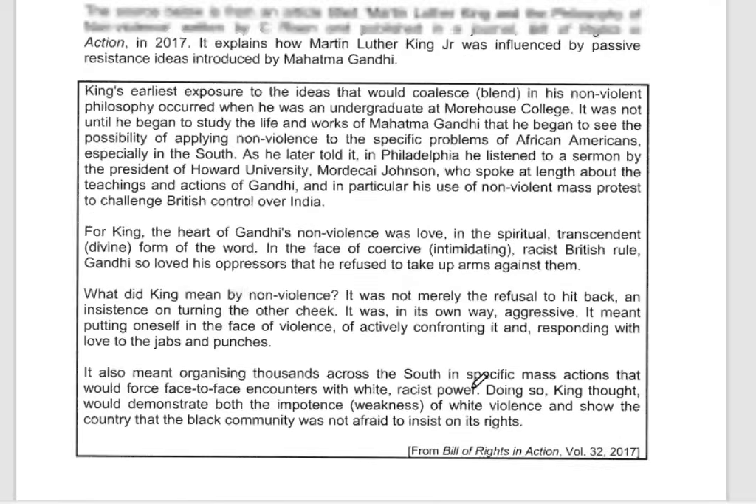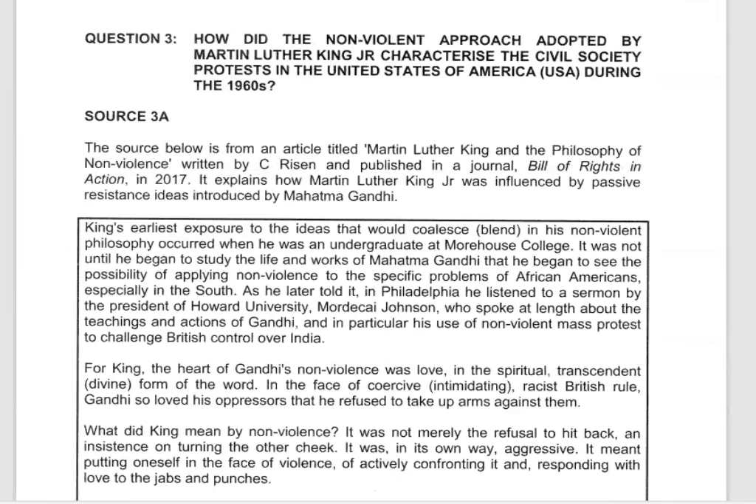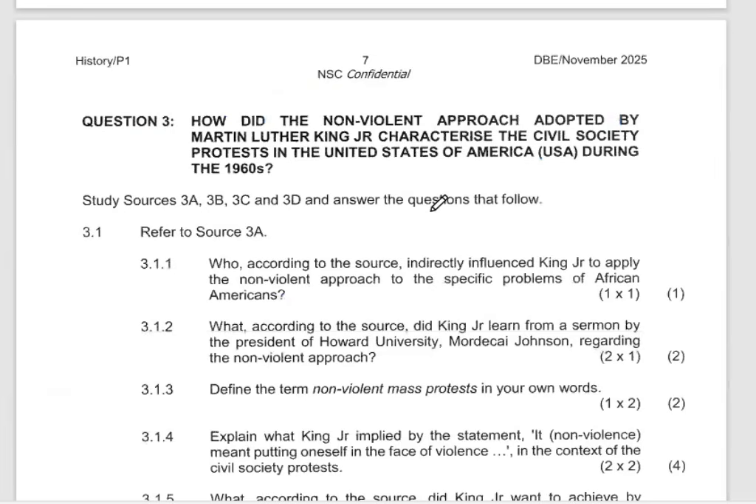We need to move on to question number 3. The focus of the question is: how did the non-violent approach adopted by Martin Luther King Jr. characterize the civil society protests in the USA during the 1960s? Right, we go to our first question. Our first question is talking about who, according to the source, indirectly influenced King Jr. to apply the non-violent approach to specific problems of African Americans.